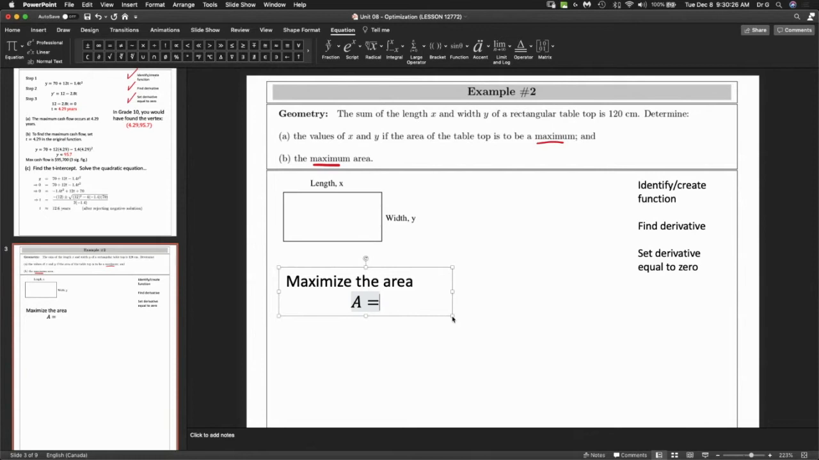Yeah, thank you, Irvin. Now I'm going to use the letters in the picture, okay? But what you said is fine. So we have x times y. So there you go. The area is x times y.